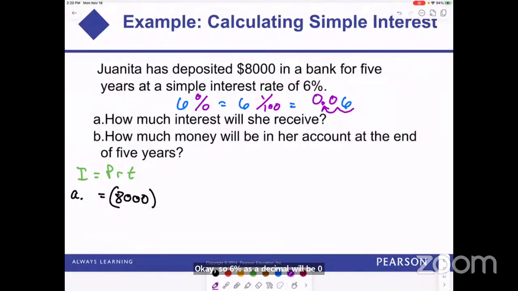Again, the percent symbol, you can look at it as meaning per 100, which means we're going to divide by 100, move the decimal to the left 2 spaces. So again, the rate, 6% as a decimal, is going to be 0.06, and the time is 5 years.